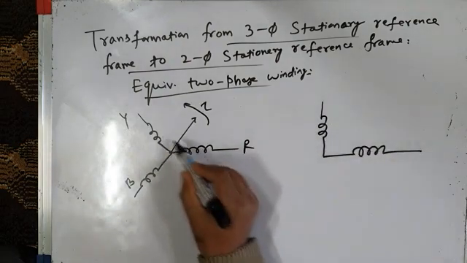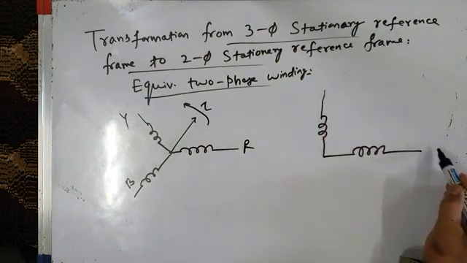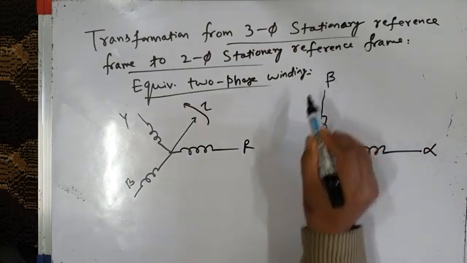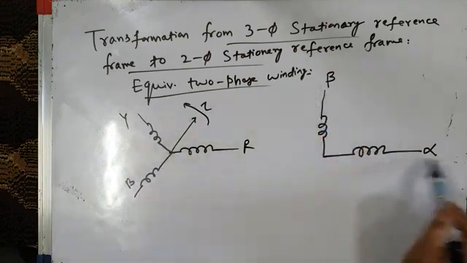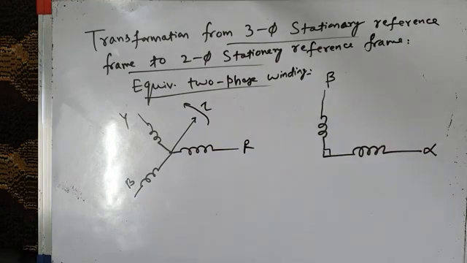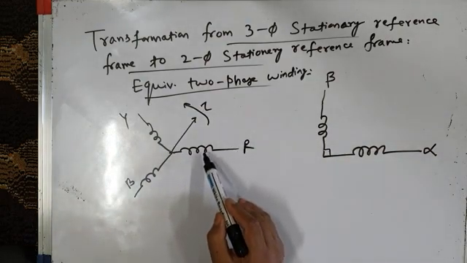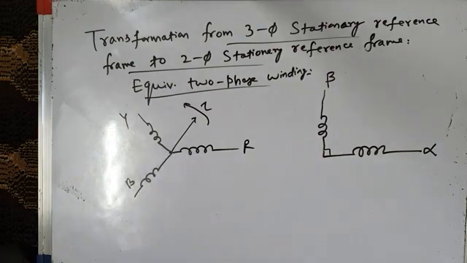So instead of working with three-phase windings, we can work with only two-phase winding. This winding is called alpha axis and this winding is called beta winding. Here you have R axis, Y axis, B axis. Here you have only two axes, alpha and beta, and these alpha and beta windings are 90 degrees in space with respect to each other, whereas in three-phase stationary reference frame you have three windings, R, Y and B, which are 120 degrees with respect to each other in space.